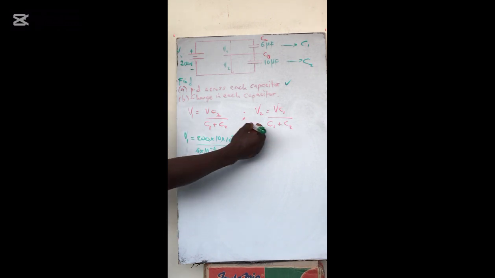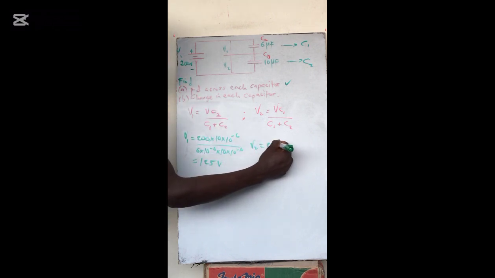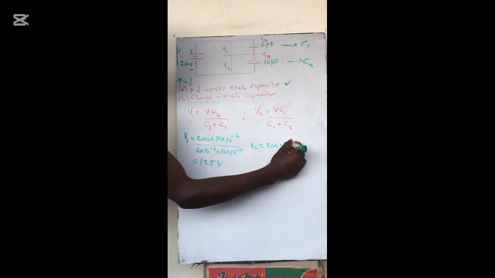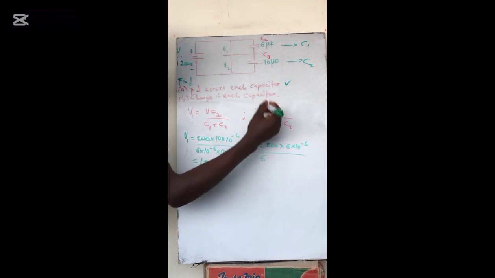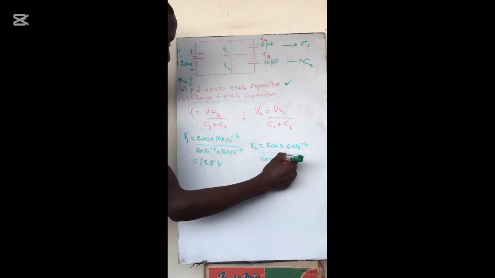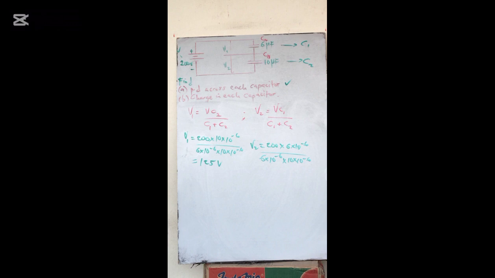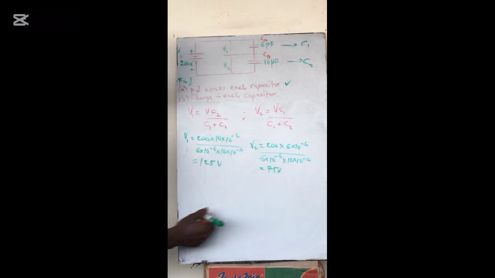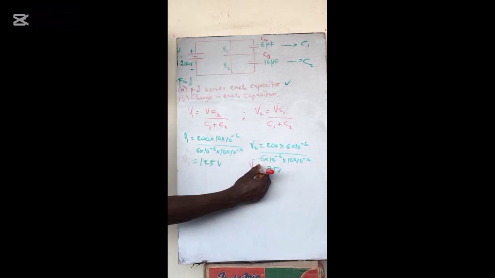So if you do for V2, V is 200 multiplied by our C1, which is 6 times 10 raised to power minus 6, then divided by the sum of the capacitors. So if you are doing that for the second one, 75. So this is 75 volts. So we say this one is our V1, we say this one is our V2.